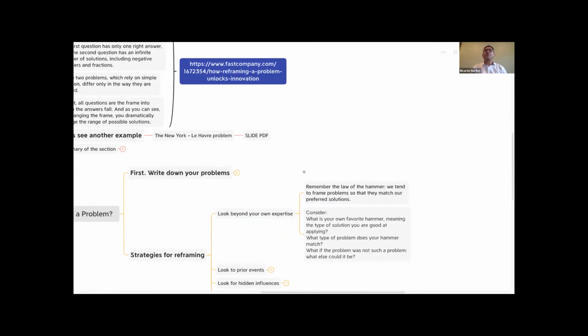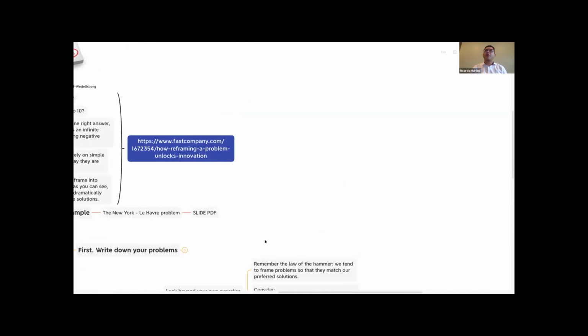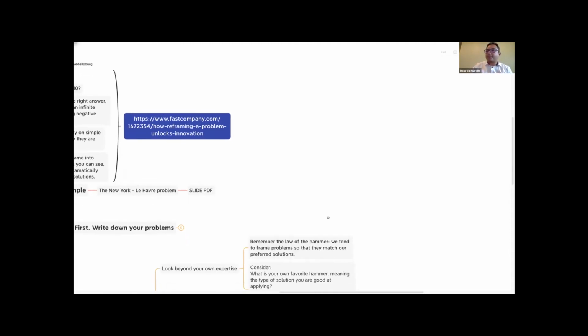So look beyond your expertise. Remember the law of the hammer. We tend to frame problems so that they match our preferred solutions. So if you only know how to use a hammer, everything will be a nail. This is the problem of being expert in one field.